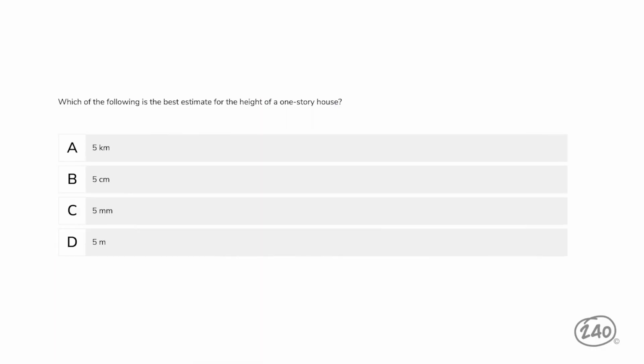Here's a measurement question. Which of the following is the best estimate for the height of a 1-story house? A meter is about the length of a guitar, and a 1-story house is about the same height as 5 guitars. So this is the best.